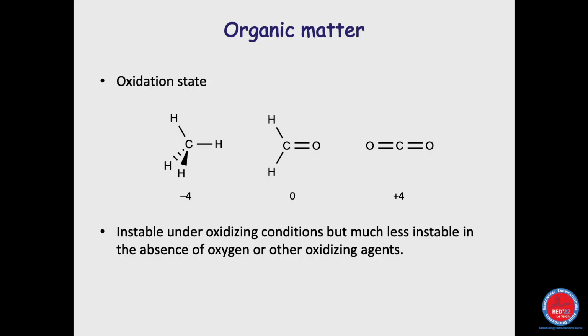Another important point about organic chemistry is the degree of oxidation of organic matter, which is below the most oxidized state of carbon, which is carbon dioxide, with a degree of oxidation of plus four. Formaldehyde, for example, 0, methane, -4. So the oxidation state is quite reduced, which means, in fact, that organic matter is usually unstable under oxidizing conditions, but it becomes much less unstable in the absence of oxygen or other oxidizing agents.